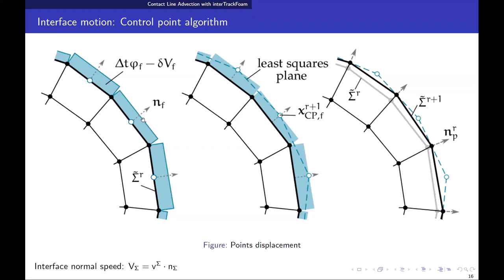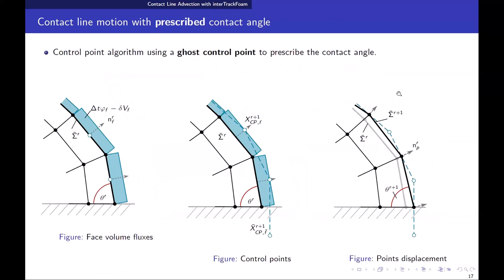So we approximate the volume to be swept as a rectangle. Here are some rectangles for each face. And we just compute the distance between this length, between the other side of the rectangle, and move the control points there in the direction of their normals or prescribed directions. And the least square plane is fit onto these control points. Then the interface points are actually moved onto these least square points. So in InterTrackFoam, this is how the mesh motion algorithm works. And these point displacements can also be in the point normal directions or prescribed directions.